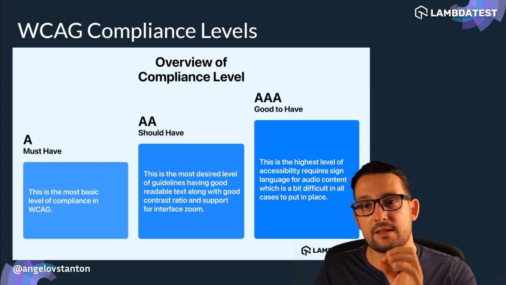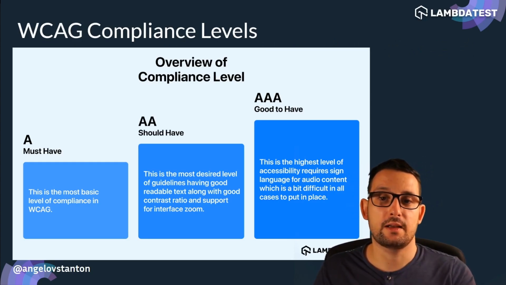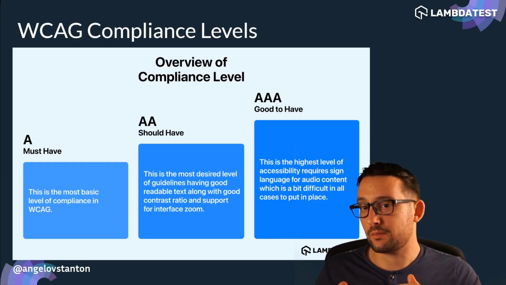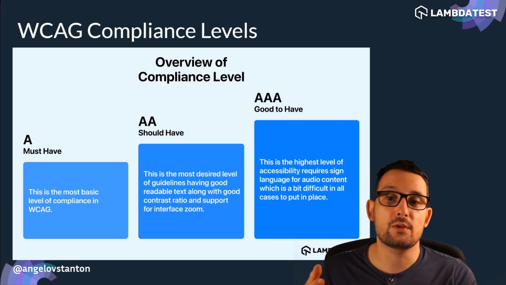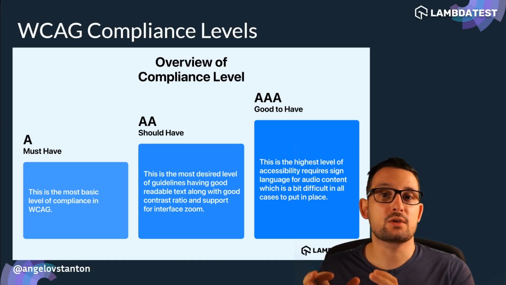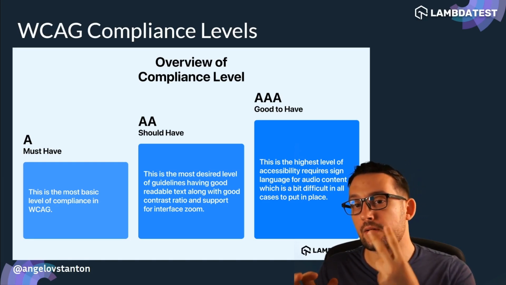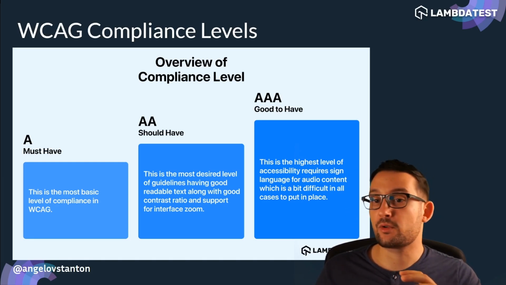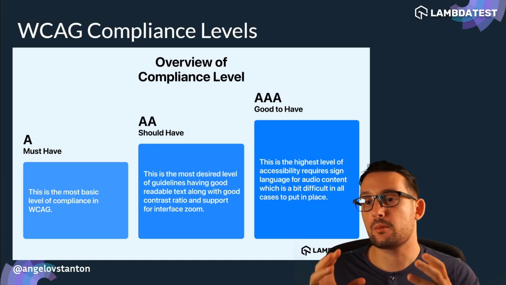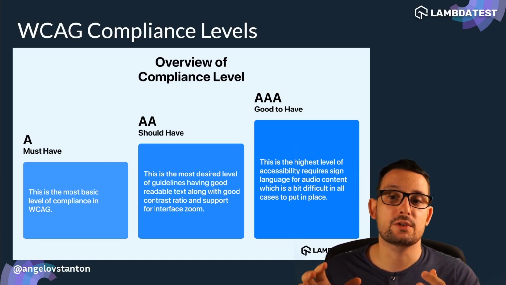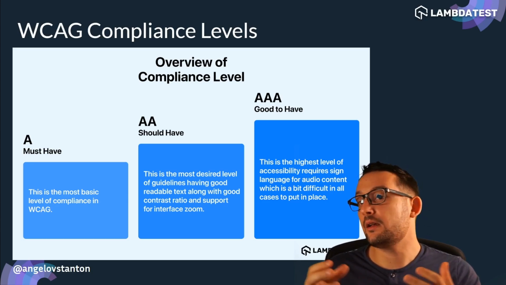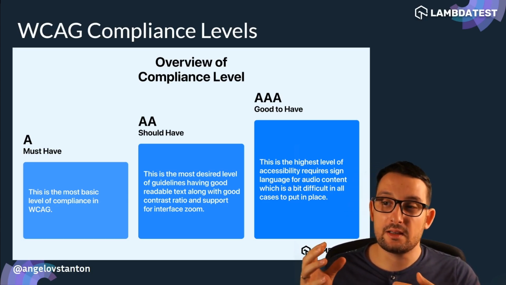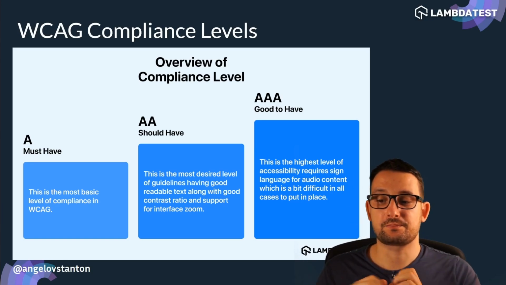These principles are then divided into 3 conformance levels. Level A. This is the basic level, addressing the most fundamental accessibility barriers. Failing to meet this level typically means a website is unusable for many. Then you have AA. Most websites aim for this level as it addresses a broader range of issues that commonly affect users with disabilities. Then we have AAA. This is the highest standard and is often achieved in specialized cases though it isn't a requirement for every website.